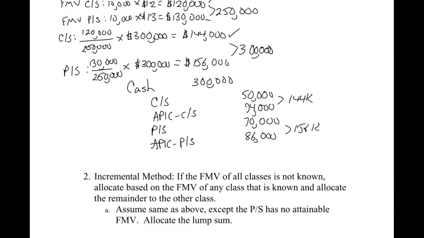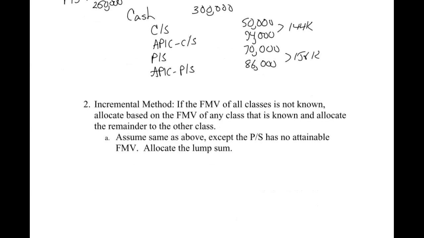If we scroll down here, we're doing the same problem, but now we're going to do the incremental method. This is if the fair market value of all classes is not known. So if we don't know the fair market value of all of them, we have to allocate based on the fair market value of any class that is known. Meaning if we only know one fair market value, we just have to use that one, and then we'll allocate everything else to the other security. So we're going to do the same thing as above, except for the preferred stock, we do not know the fair market value.